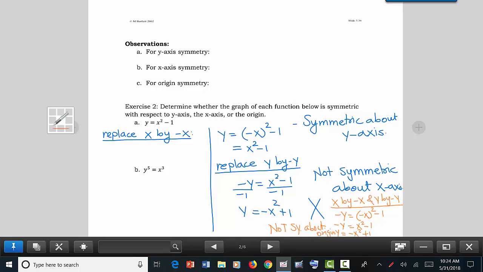For number B, replace x by negative x. We will get y to the power 5 equals negative x cubed. It's not the same equation, so it is not symmetric about the y-axis. Replace y by negative y.